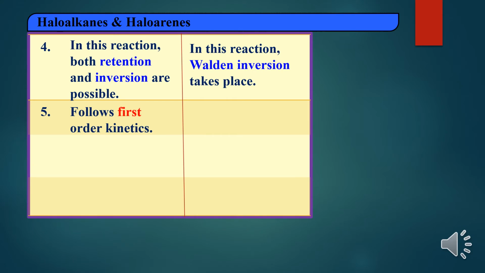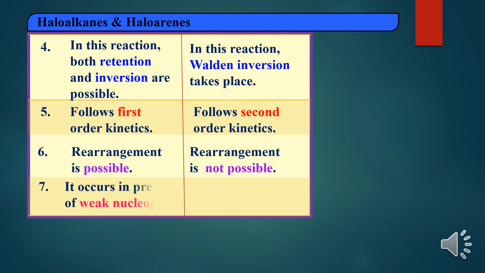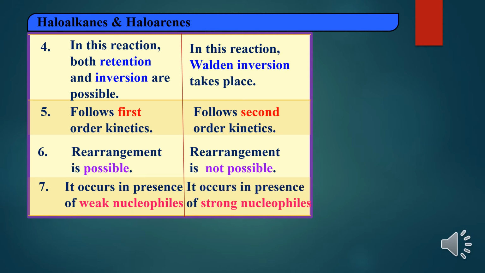Then SN1 follows first order kinetics, SN2 follows second order kinetics. Then rearrangement is possible in the SN1 reaction, but rearrangement is not possible in the SN2 reaction. Then the last difference: SN1 occurs in the presence of weak nucleophiles, but SN2 requires strong nucleophiles.